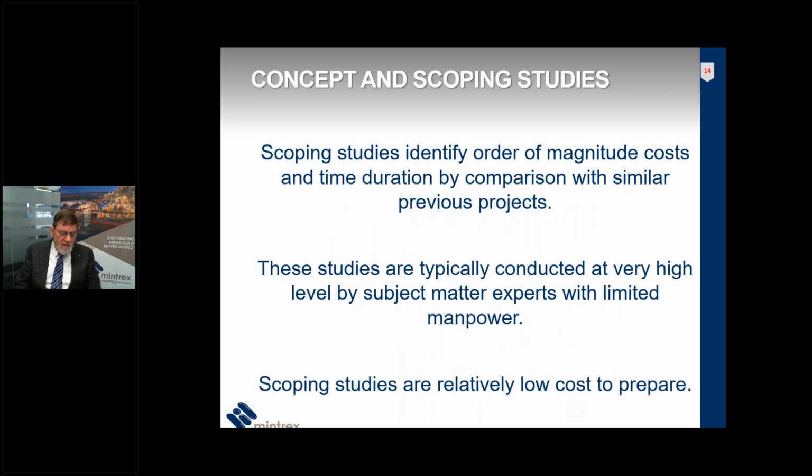Concept and scoping studies identify knowledge gaps. So they are right at the very beginning. They assess the geology, mining, metallurgy, infrastructure, interested parties, regulatory impediments, and a list of other things. So they identify all the stakeholders and their interests. And they also identify options and recommend those options that should be further examined in separate option studies to be completed prior to the feasibility.